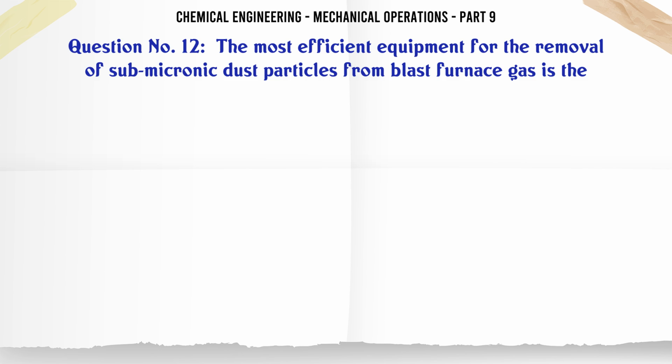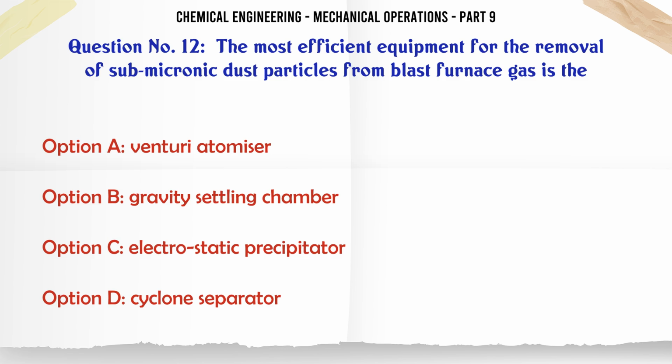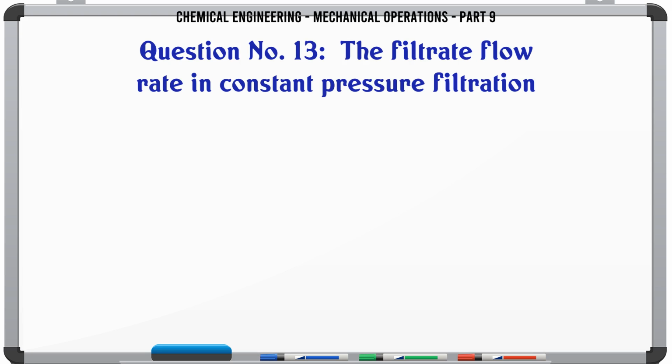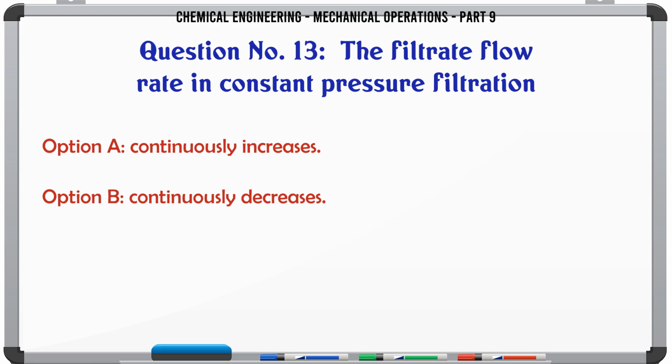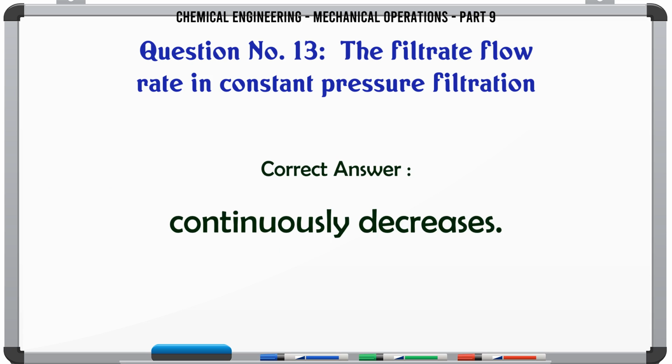The most efficient equipment for the removal of sub-micronic dust particles from blast furnace gas is the A. Venturi atomizer, B. Gravity settling chamber, C. Electrostatic precipitator, D. Cyclone separator. The correct answer is electrostatic precipitator. The filtrate flow rate in constant pressure filtration A. Continuously increases, B. Continuously decreases, C. Remains constant throughout, D. May increase or decrease depending on the pressure. The correct answer is continuously decreases.